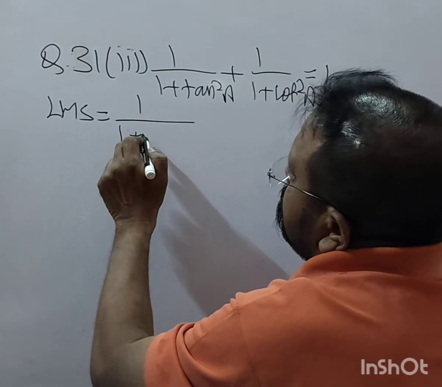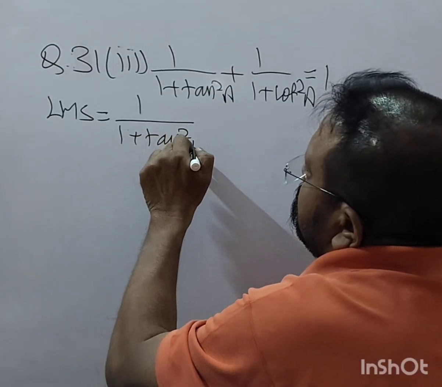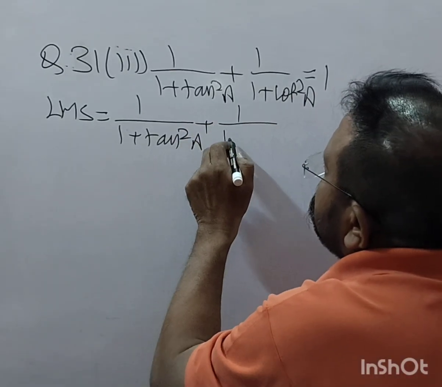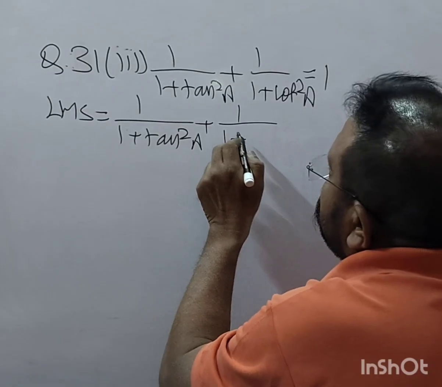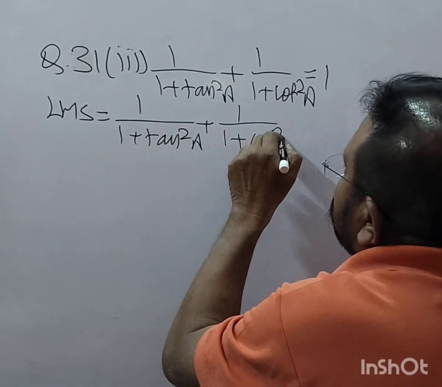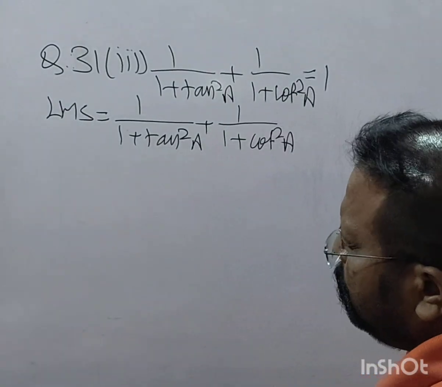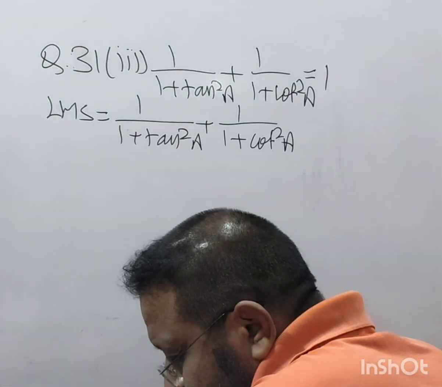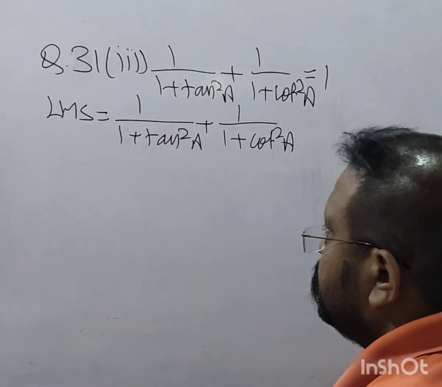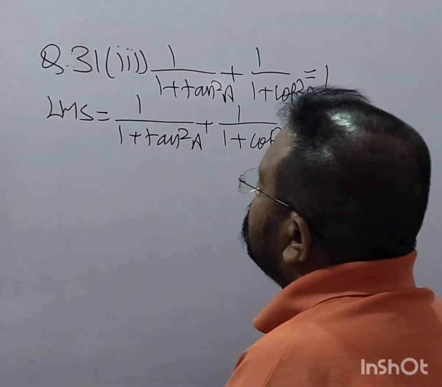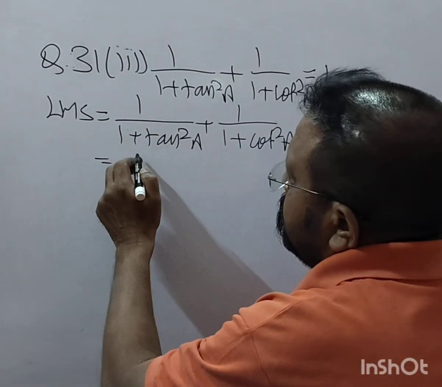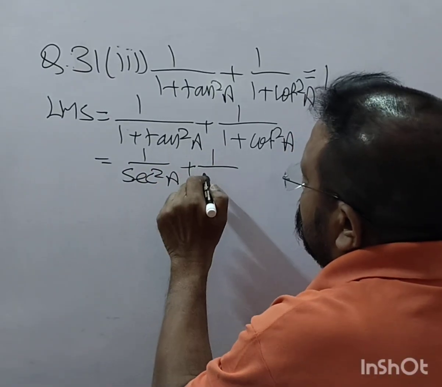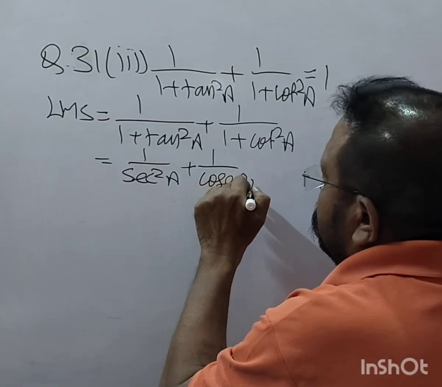1 plus tan square A, right, plus 1 upon 1 plus cot square A. How can you do it? 1 plus tan square A is equal to sec square A, and 1 plus cot square A is equal to cosec square A, right?